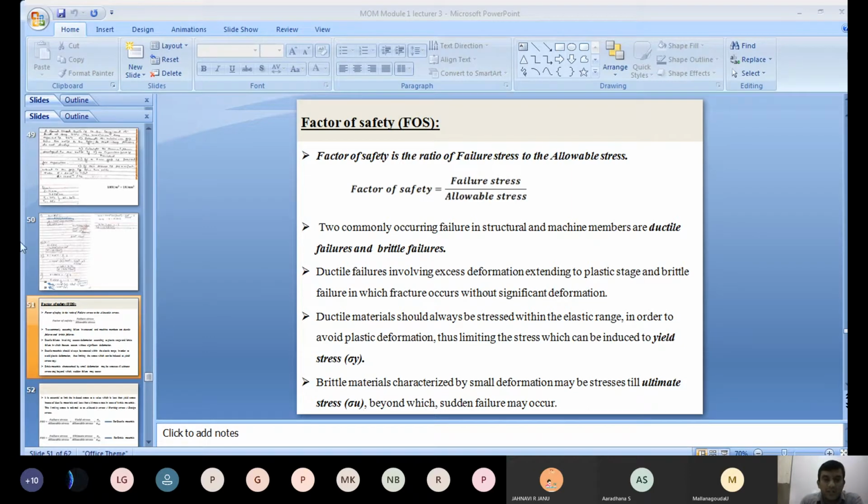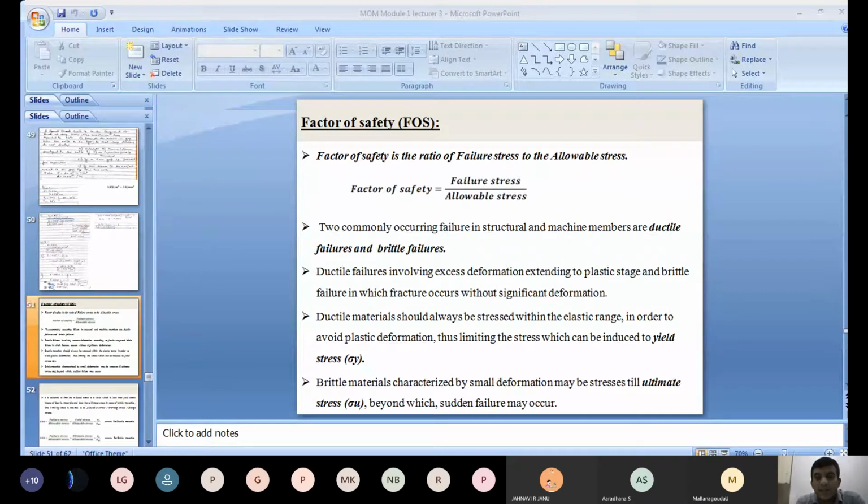Ductile failures involve excessive deformation extending to the plastic stage. What happens in brittle material? Brittle material failures occur without significant plastic deformation, and then finally the material fails. We can see that in the stress strain diagram for cast iron or other materials. You can see there is only a straight line, then immediately the curve and the failure occur.